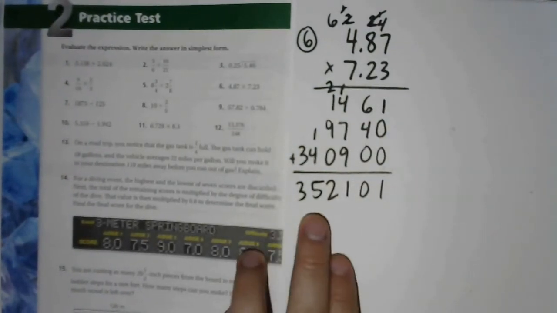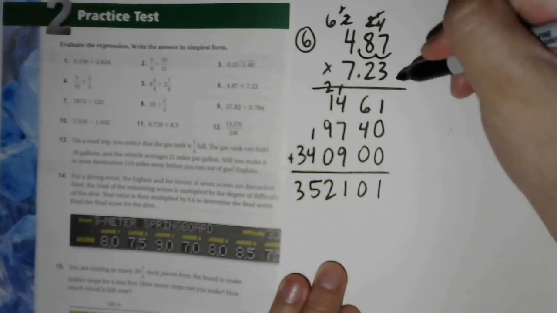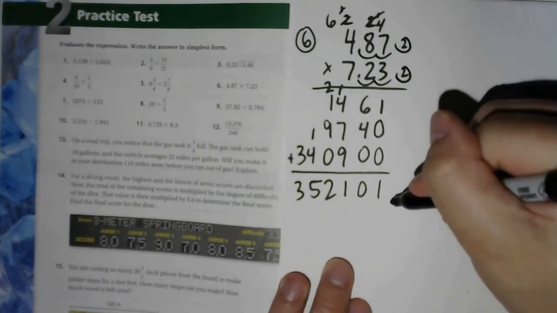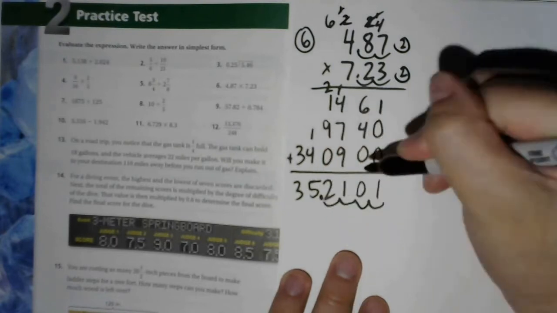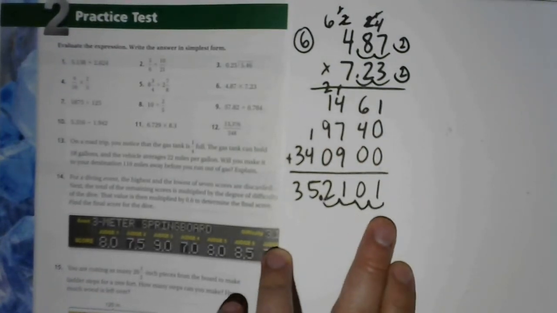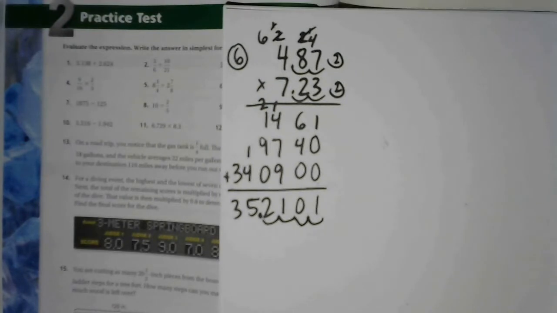So I come up with this big giant answer. Now I want to think about the decimals. Look, I have 1, 2 moves there, and 1, 2 moves there. 2 moves plus 2 moves means I'm going to move 4 times. 1, 2, 3, 4. My answer is 35 and 2,101 10,000ths. That's number 6. Moving on to number 7, we've got ourselves a division problem.